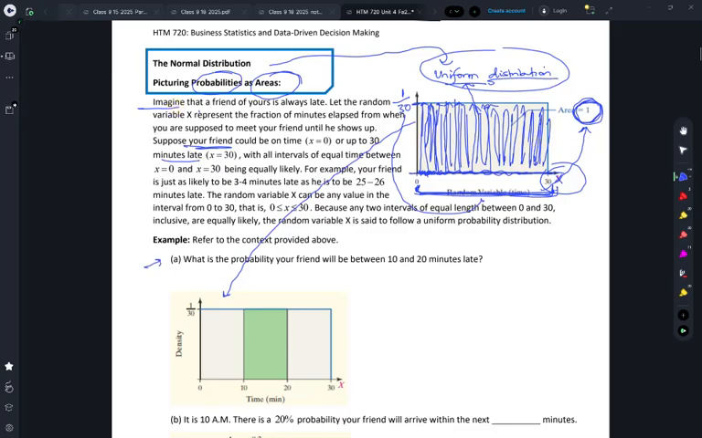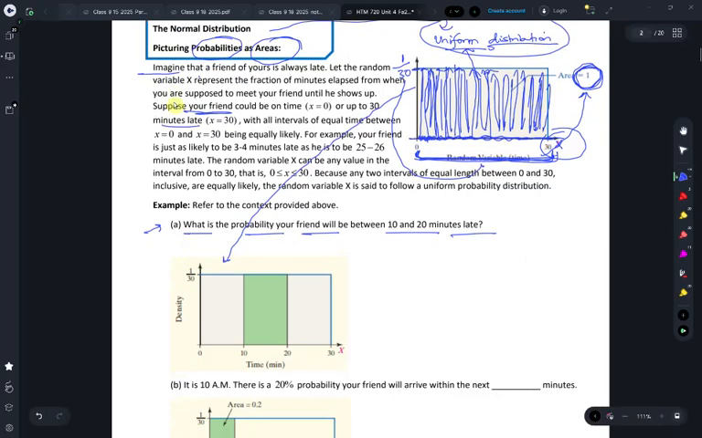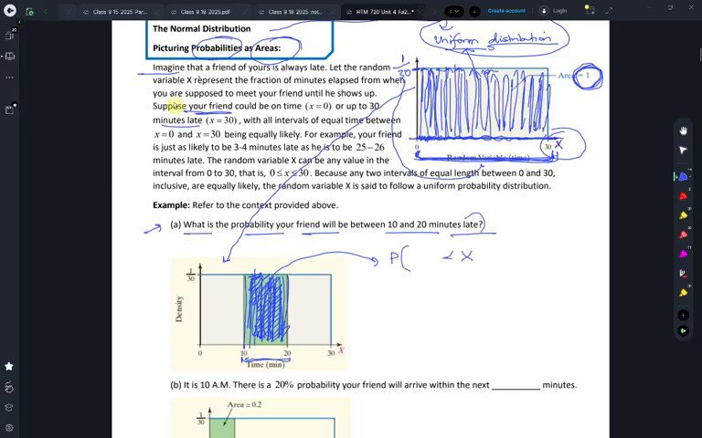For instance, if we're asked, what is the probability that your friend will be between 10 and 20 minutes late? Well, that will be the consolidation of all the uniformly high lines between 10 and 20. What that means is we would like to compute this area, which is definitely a fraction of 1. And what would that value be? We're interested in the probability that x, the number of minutes late, will be between 10 and 20 minutes late. To do that, this looks like a rectangle. What is the area of a rectangle?